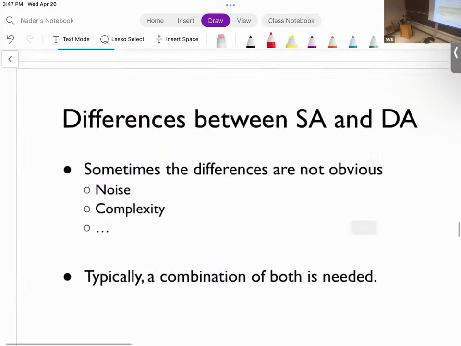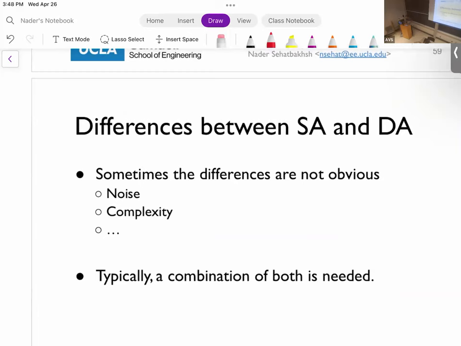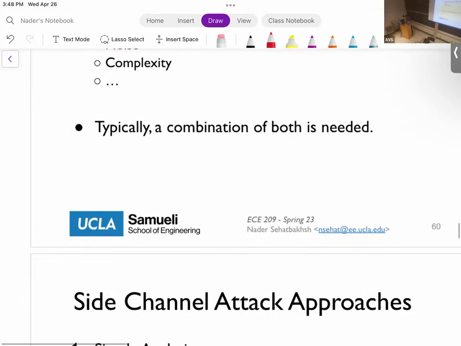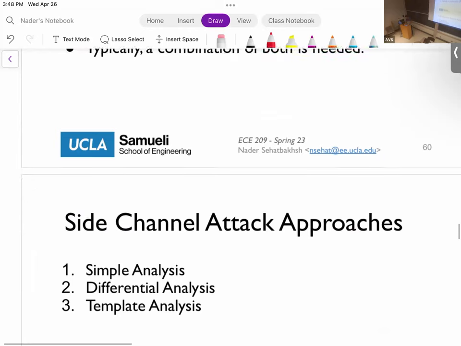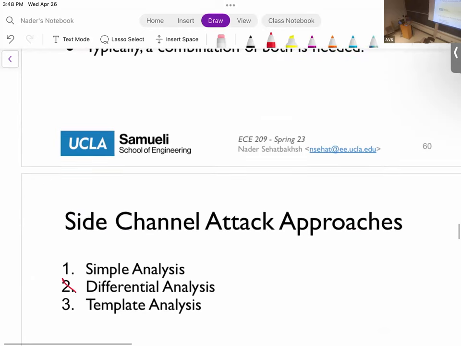Okay? The difference between simple and differential is that differential is really complex. You don't know where you're looking, and it suddenly appears, right? It gives you a little bit more complexity and so on. Most of the time, you need a combination of both of them to actually attack. And as you will see, none of them actually work these days. What you need is a more sophisticated attack that we call template attack, that I'm going to talk about next time.